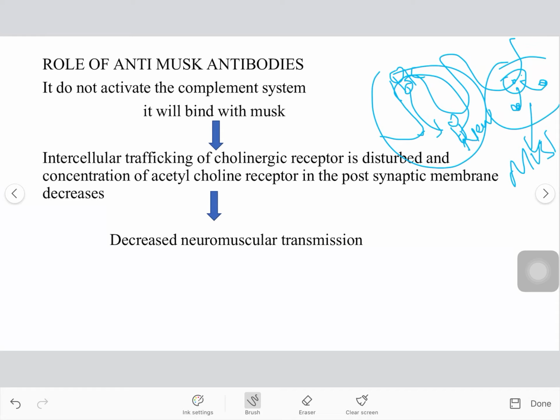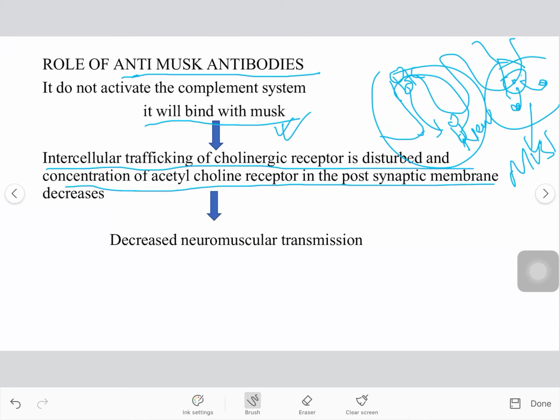In 15% of patients, there is the presence of anti-MuSK antibodies. The anti-MuSK antibody does not activate the complement system, but it will bind with the muscle specific tyrosine kinase. Then what happens? Intracellular trafficking of the acetylcholine receptor is disrupted, and the concentration of the acetylcholine receptor in the postsynaptic membrane is decreased. If the new acetylcholine receptor cannot replace the old one that has been internalized and destroyed, the concentration of the acetylcholine receptor in the postsynaptic membrane is decreased, and that will result in decreased neuromuscular transmission.